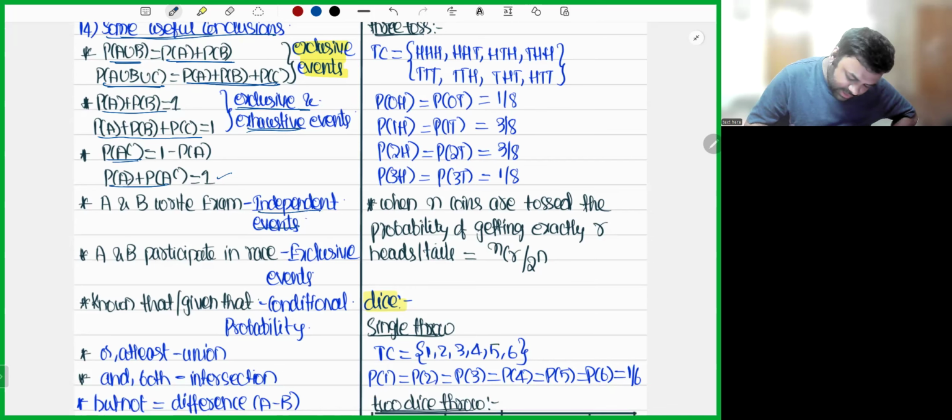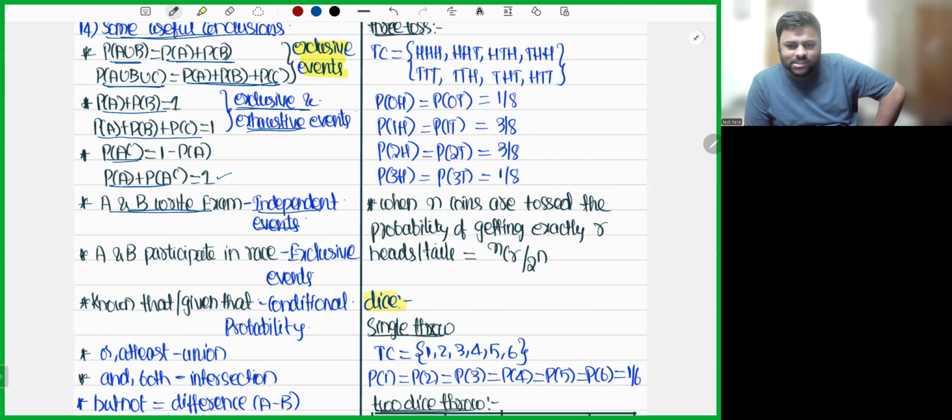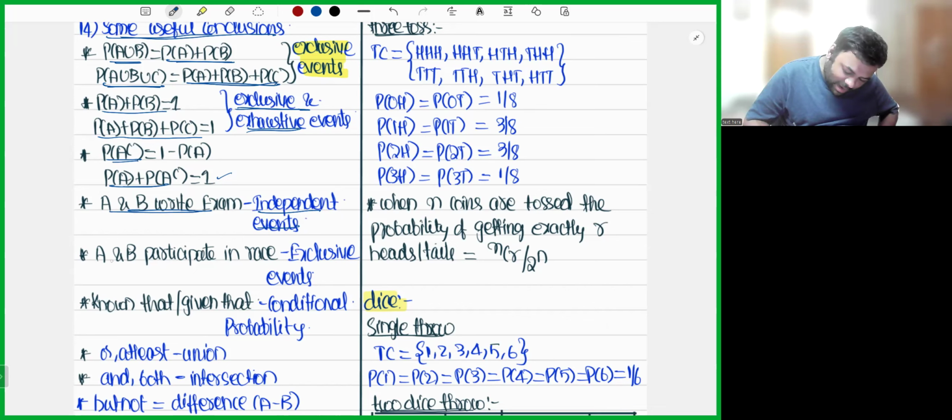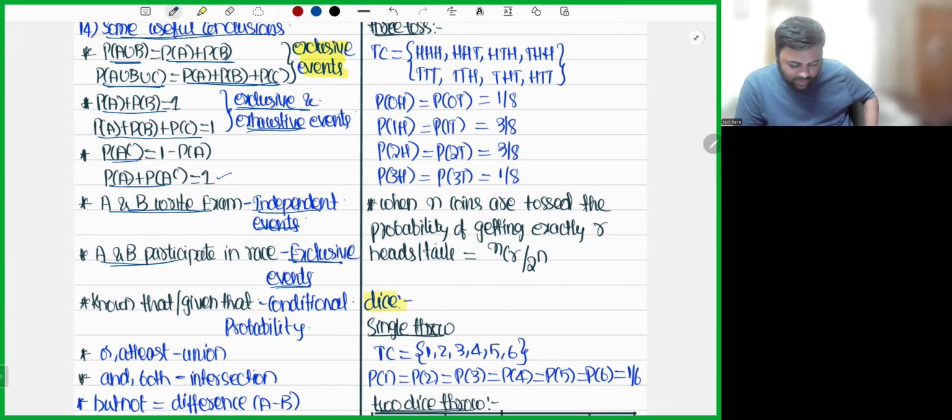Next, example of independent events. A and B write exam. So it is independent events, provided they don't copy. Next, A and B participate in a race. There's an exclusive events. Okay, because your union will be equals to 1.